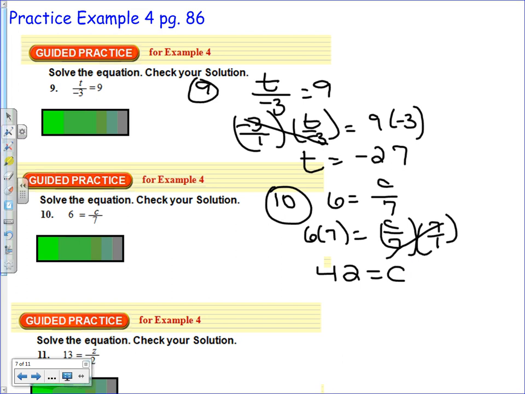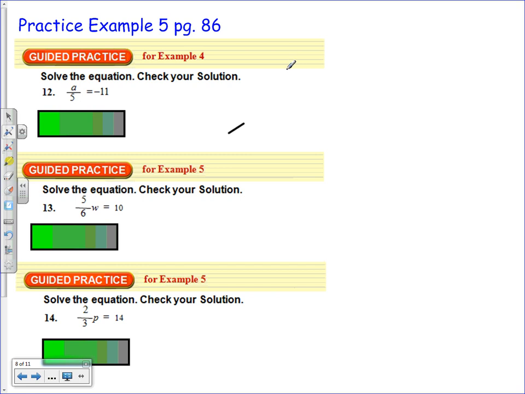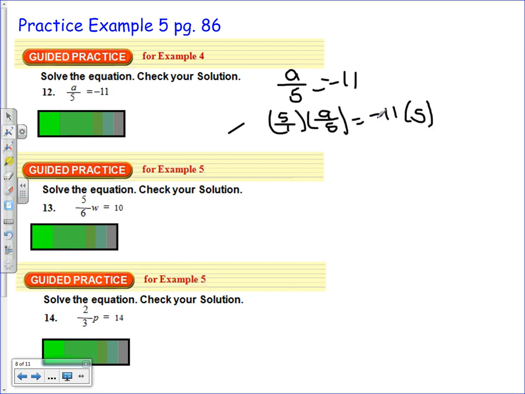I'm going to actually jump to the next page here where we have a few more. A divided by 5 equals negative 11. The opposite of dividing by 5, the inverse, is to multiply by 5. 5 over 1 times A over 5 equals negative 11 times 5. Whatever I do to one side, I have to do to the other. These cancel and I'm left with A. Negative 11 times 5 gives me negative 55.